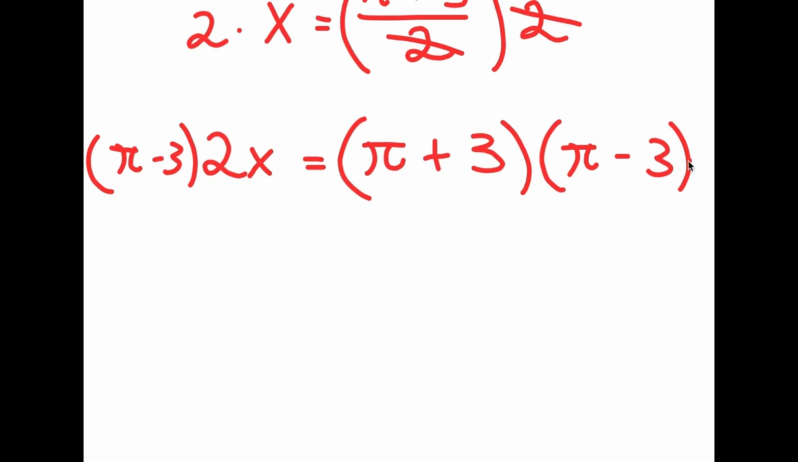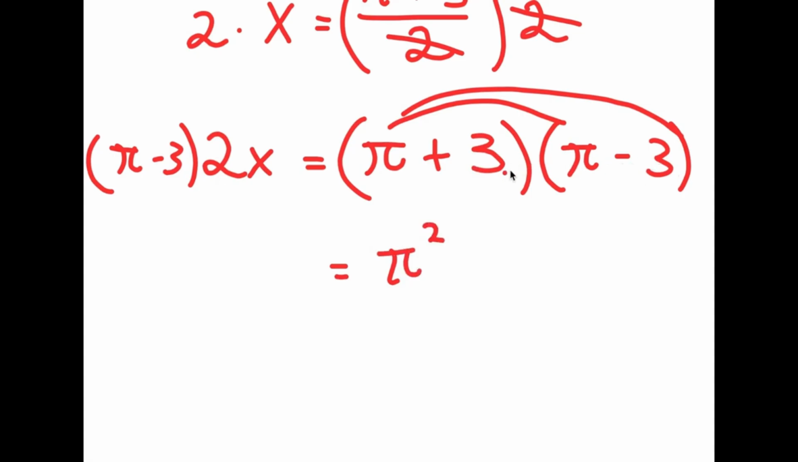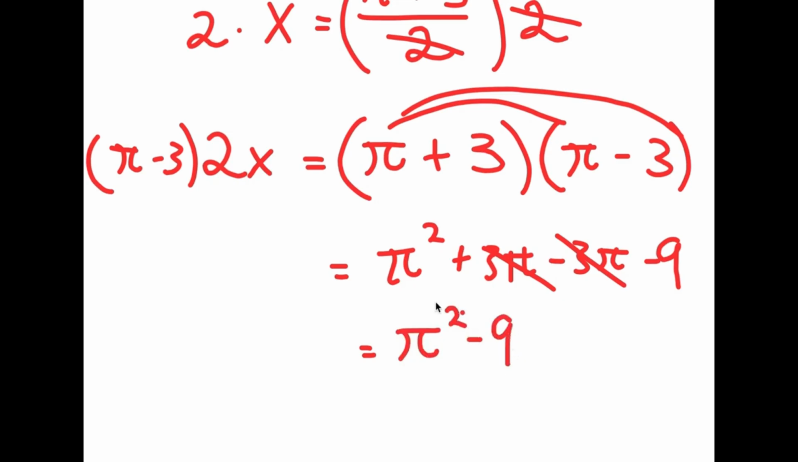Now, for pi plus 3 times pi minus 3, I'm going to distribute the pi, so I get pi squared plus 3 pi minus 3 pi, which simply cancel out, and then I have minus 9 at the end. So this is pi squared minus 9. And for my left-hand side, I can distribute the 2x, so I get 2x pi minus 6x.